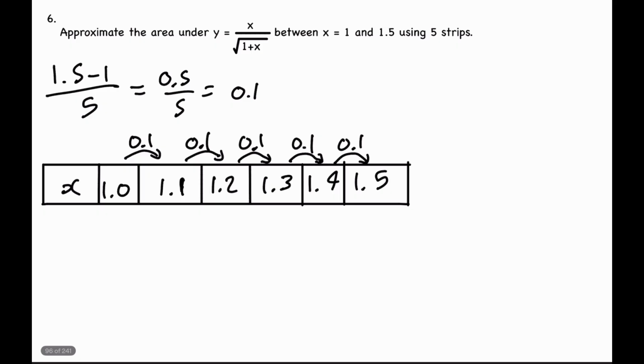And we can write a table. This is the table that I really like. We can write out all our x values from 1 all the way up to 1.5, and we can see that there is a gap between each one of 0.1. Here we get 5 strips: 1 to 1.1, 1.1 to 1.2, 1.2 to 1.3, 1.3 to 1.4, and 1.4 to 1.5. So we have 1, 2, 3, 4, 5 strips of trapeziums.